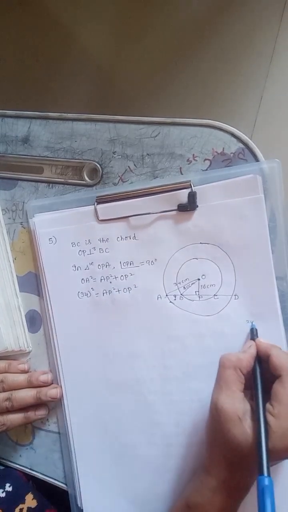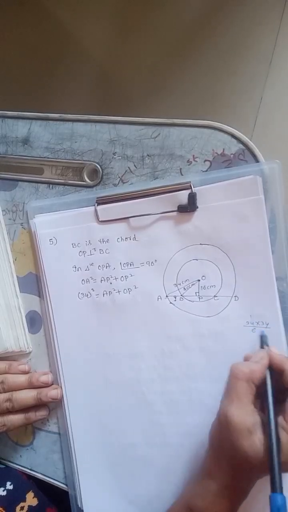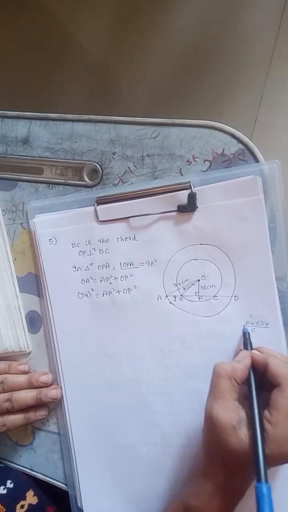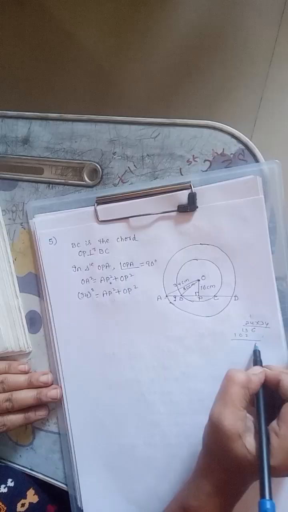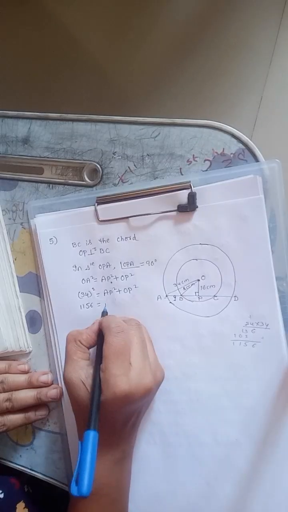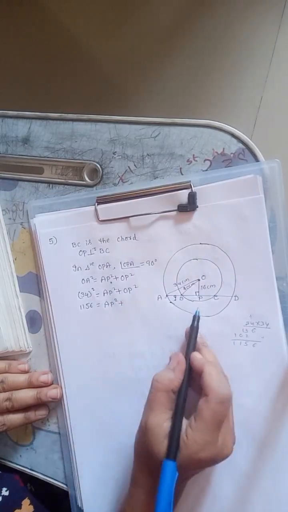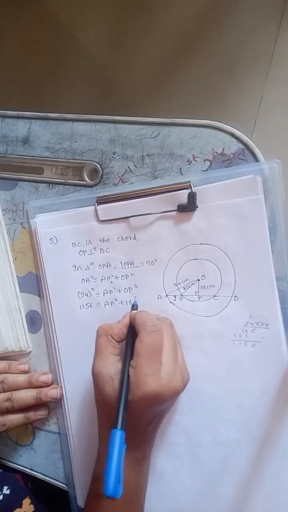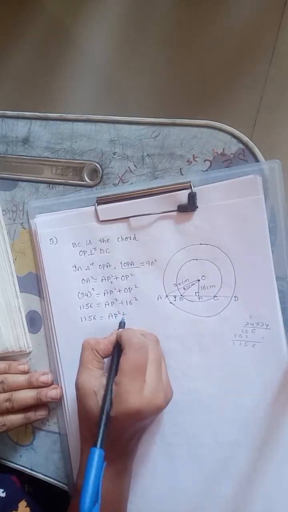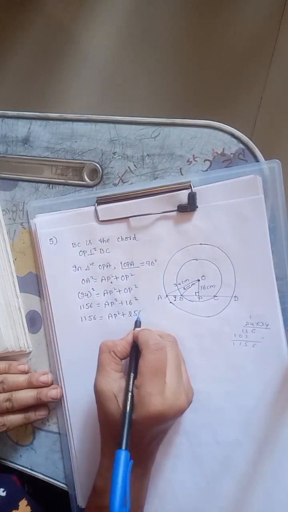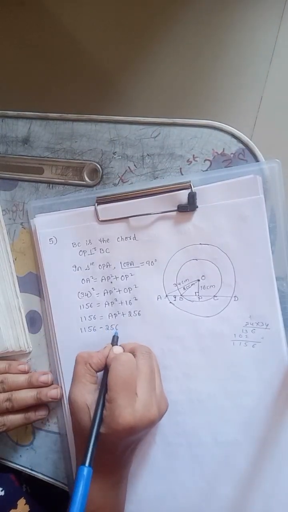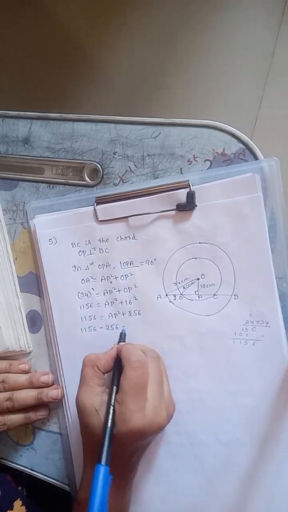See, what is 34 into 34? How much will you get? 3 fours are 12, 3 threes are 9, 9 plus 1, 10, so here 1156. Here you will get AP square plus OP square, which they gave as 16 square. Now 1156 equals AP square plus 16 square, how much is it? 256. Now take this to this side: 1156 minus 256 equals AP square.